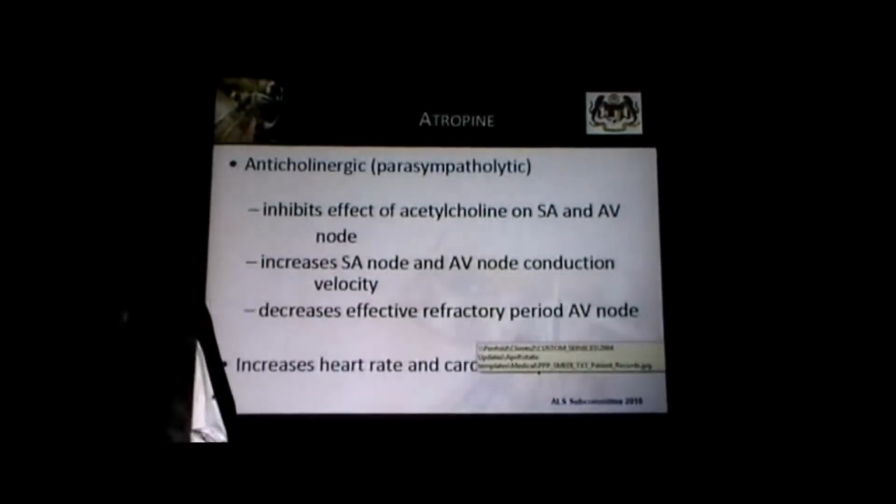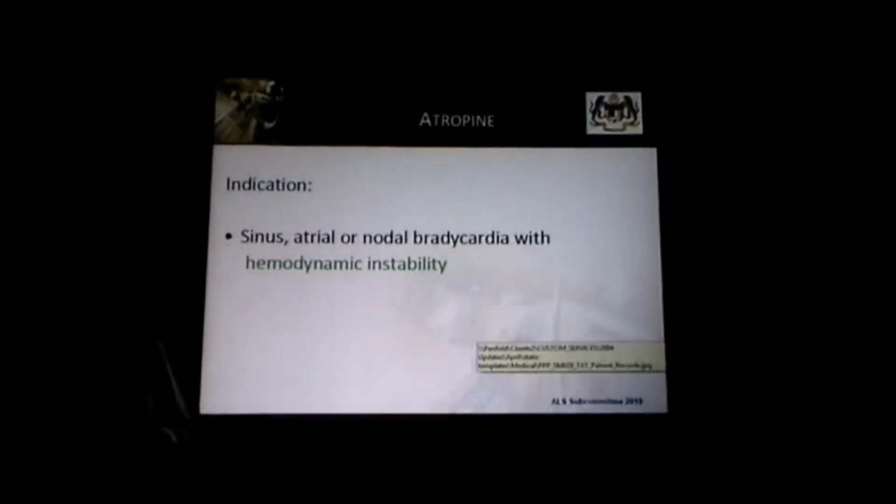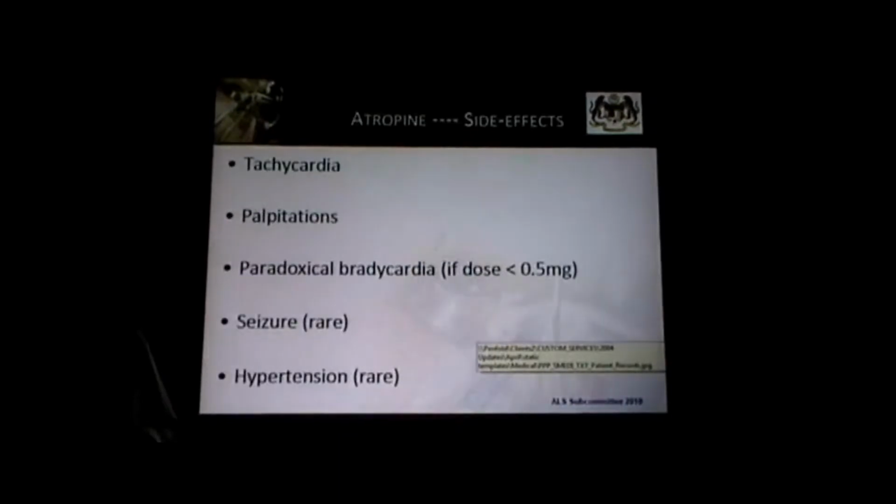Okay, next is your atropine. Atropine, as you know, is your medication for unstable bradycardia. You can give IV 0.5 milligram, and via ETT again 2 to 2.5 times or up to 3 milligram, diluted in 10 ml saline.